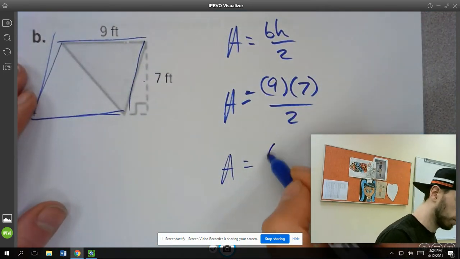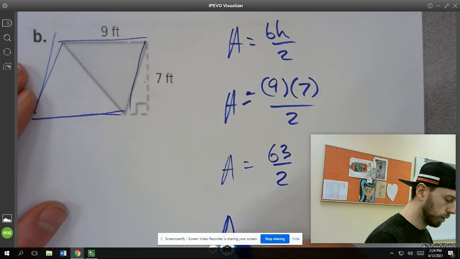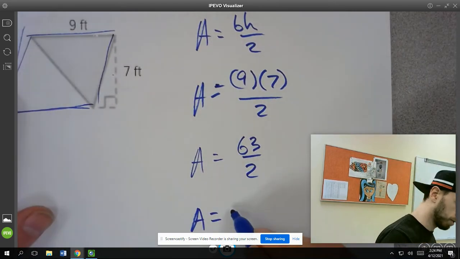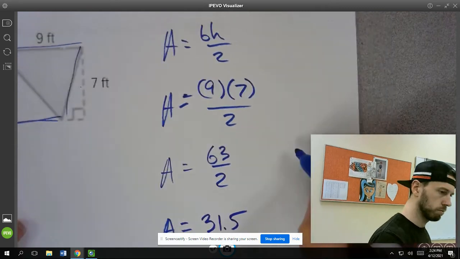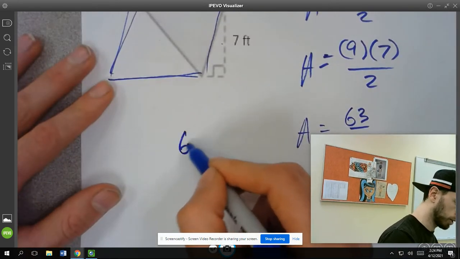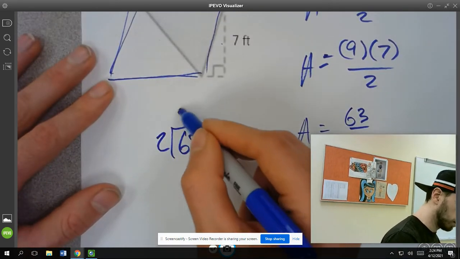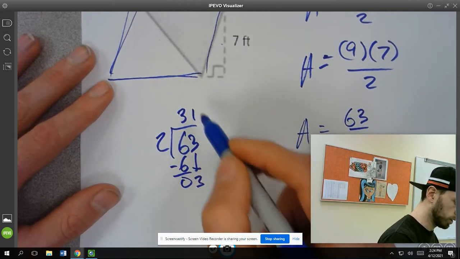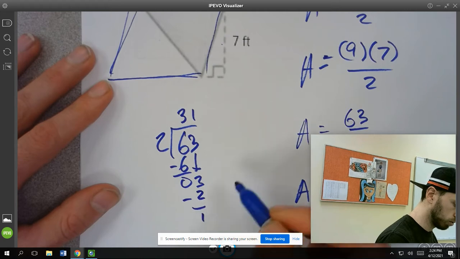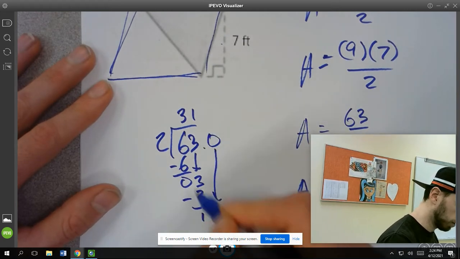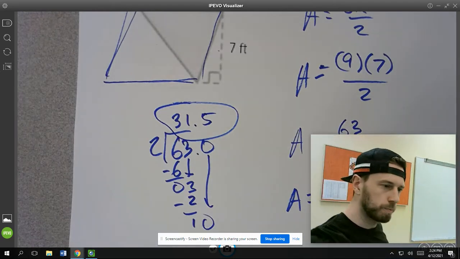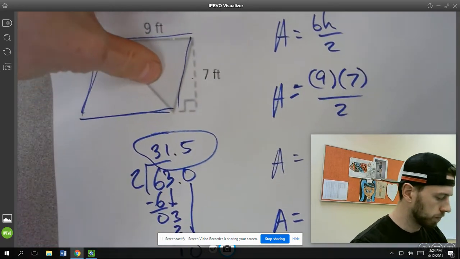So 9 times 7 is 63. And 63 divided by 2 is 31 and a half, 31.5. And if you don't believe me, I'll show you real quick here. 63 divided by 2, 2 goes into 6 three times, which is 6. 2 goes into 3 one time, which is 2. 1 left over, bring down the 0. 2 goes into 10 five times. Boom! Still got that division in me, huh?